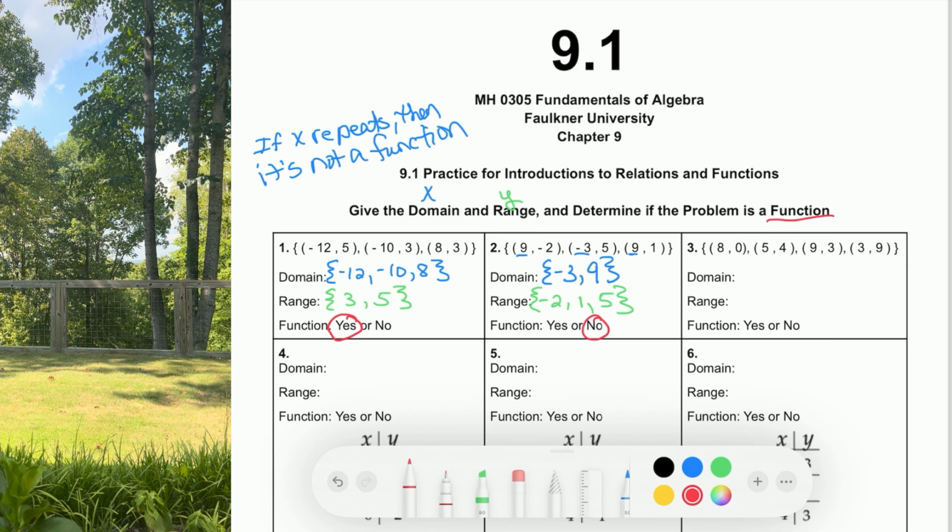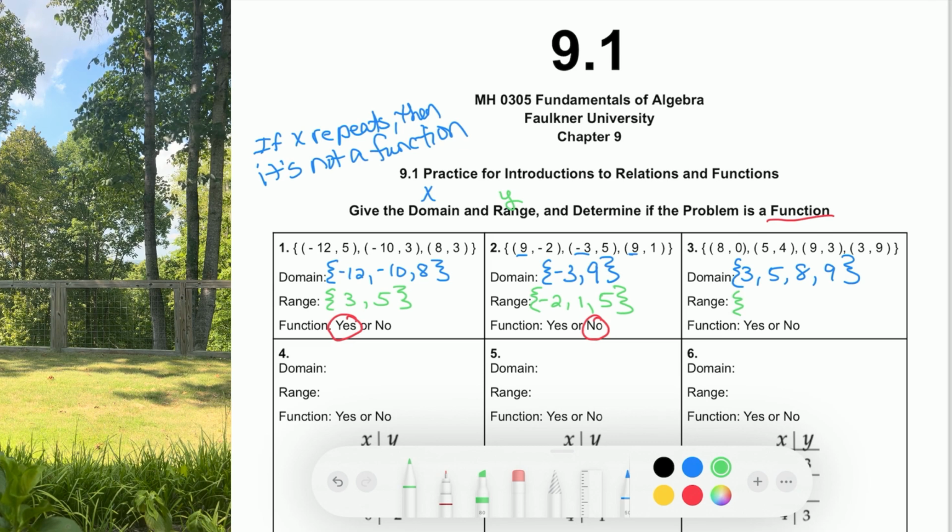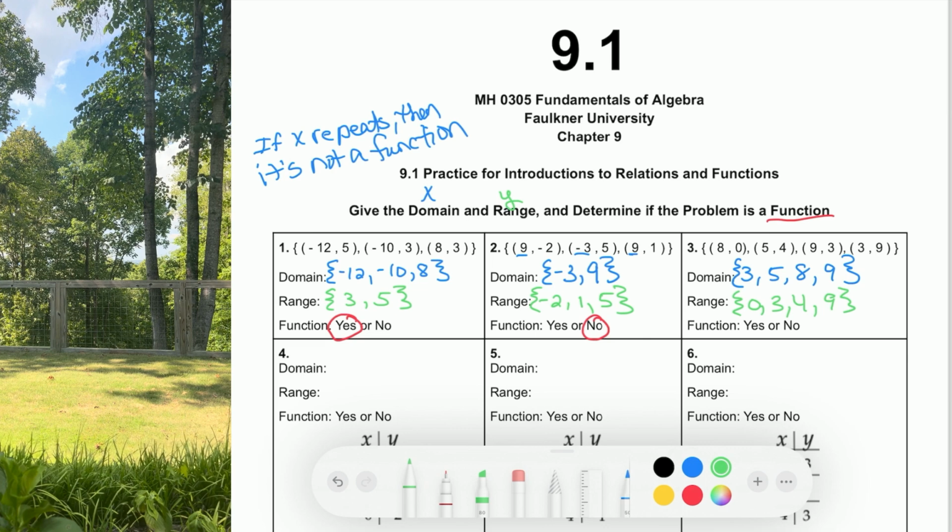Number 3, domain, we have 3 is our lowest, I believe. And then we have 5, then 8, then 9. Our range, we have 0, 3, 4, and 9. All right, do any of our x values repeat? No, so this is a function.